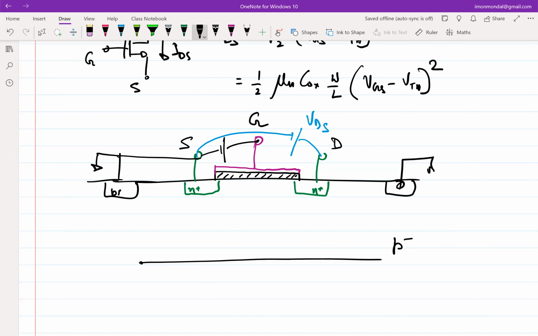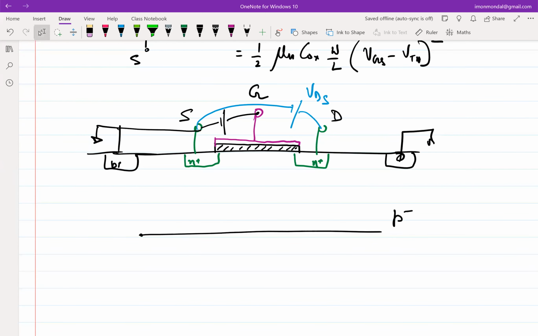And if we assume that VDS is greater than 0 and VGS is greater than the threshold voltage, what should I see? I should see electrons under the oxide in the channel, right? So I should see mobile electrons under the oxide in the channel.